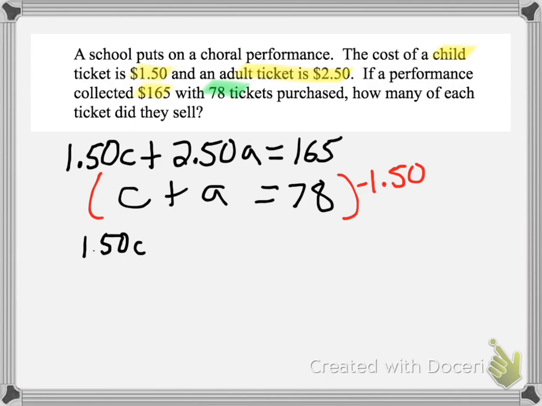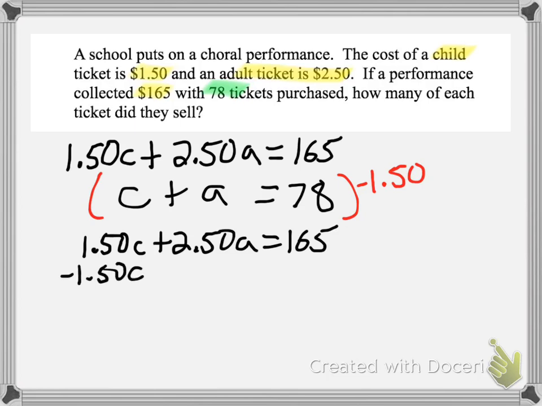1.50C plus 2.50A equals 165. I need to multiply that bottom equation by negative 1.50. Negative 1.50C minus 1.50A, and calculator moment would be 78 times negative 1.5 gives me negative 117.